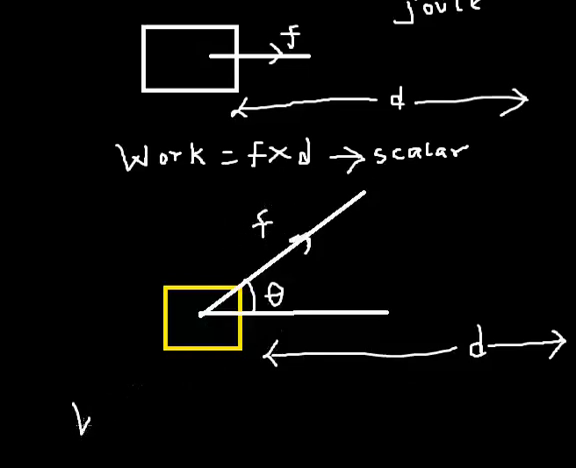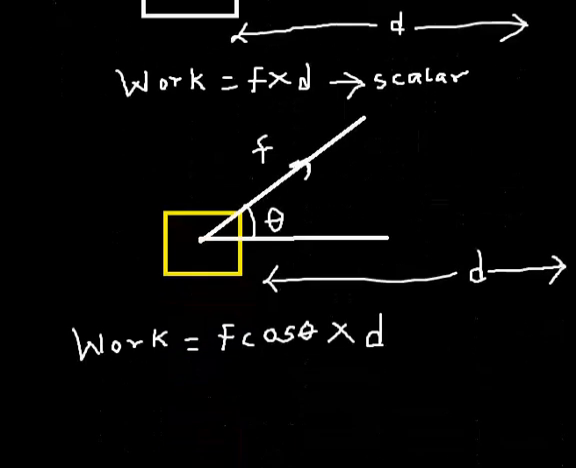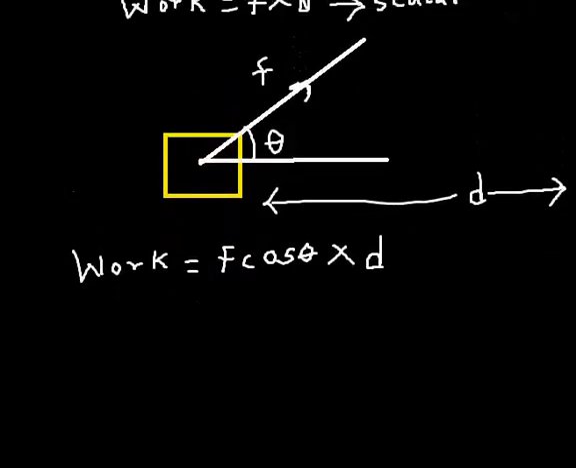So in this case, if I'm asked to evaluate the work, the work done is going to be equal to the horizontal component of the force, which of course is F cos theta, multiplied by the distance d. So I hope that is well understood. All right, so that is how we evaluate work.